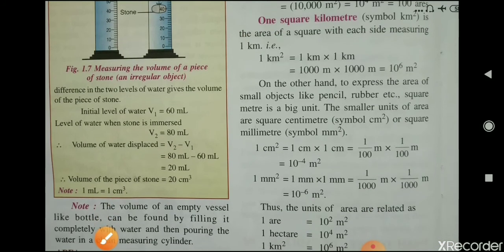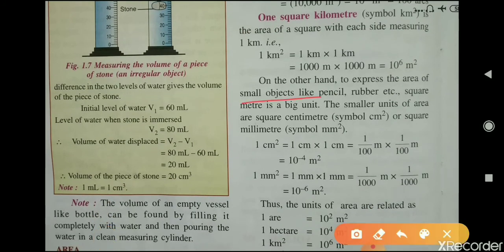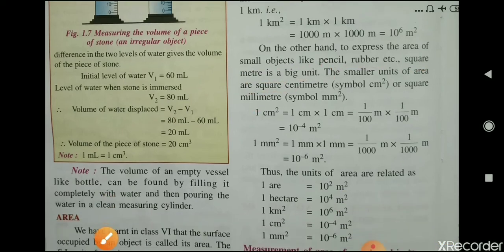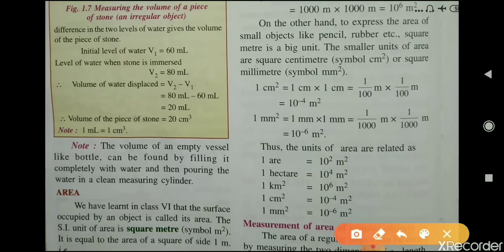On the other hand, to express the area of small objects like a pencil, rubber, etc., a square meter is a very big unit. So how can we find out these areas? By using the smaller units, that is square centimeter or square millimeter. Now the relationship between centimeter square and meter square is: 1 centimeter square is equal to 10^-4 meter square. 1 millimeter square is equal to 10^-6 meter square.